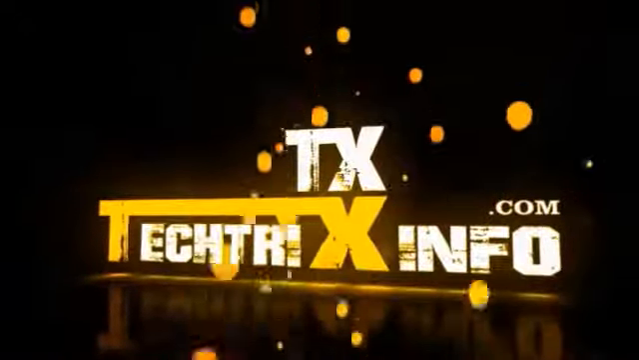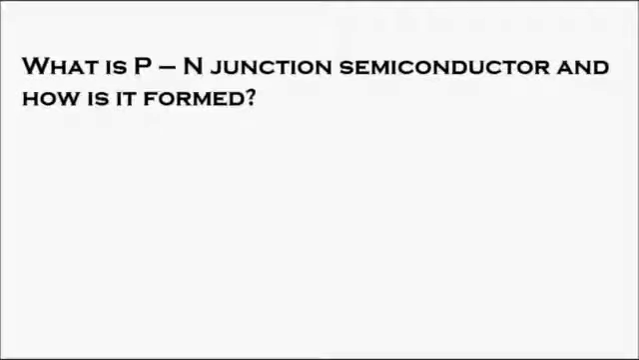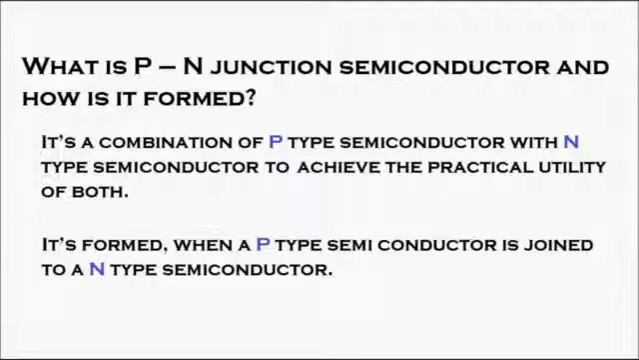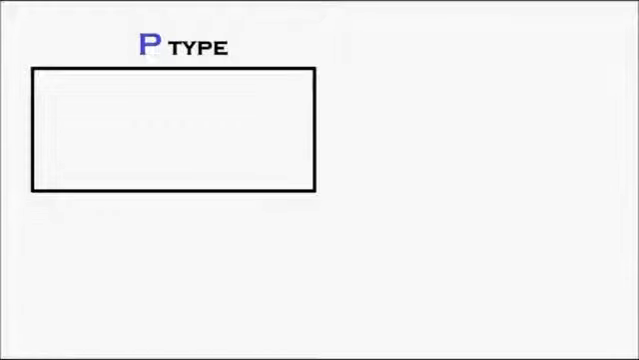What is a PN junction semiconductor? And how is it formed? It is a combination of p-type semiconductor with n-type semiconductor to achieve the practical utility of both. It's formed when a p-type semiconductor is joined to an n-type semiconductor. Now with the help of this animation, let's see how the p-type and n-type semiconductors work.